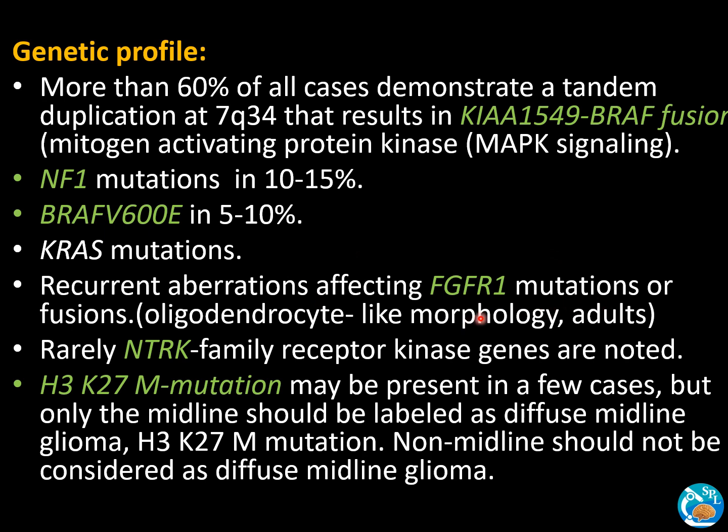Now, FGFR mutations or fusions are more common in adults, and these are also found in other low-grade gliomas. And these tumors typically exhibit oligodendrocyte-like morphology. One must also remember that H3K27M mutation may be present in a few cases, but only when it is a midline tumor, it should be labeled as a diffuse midline glioma.